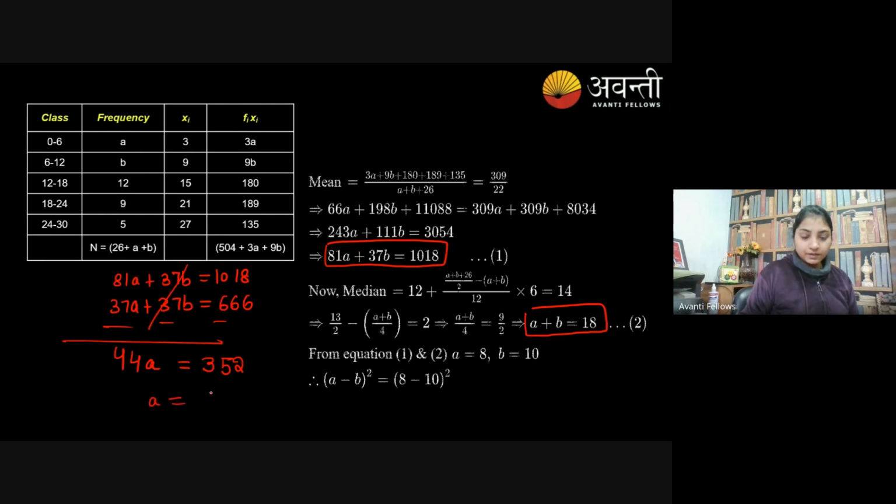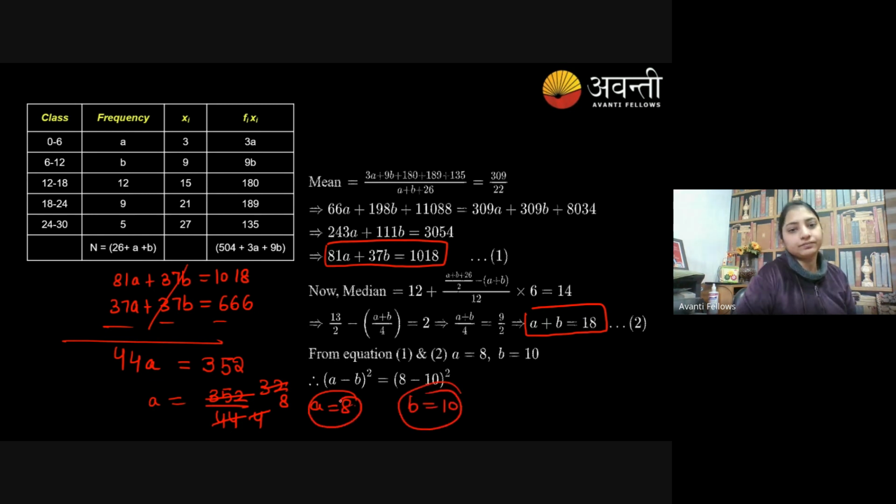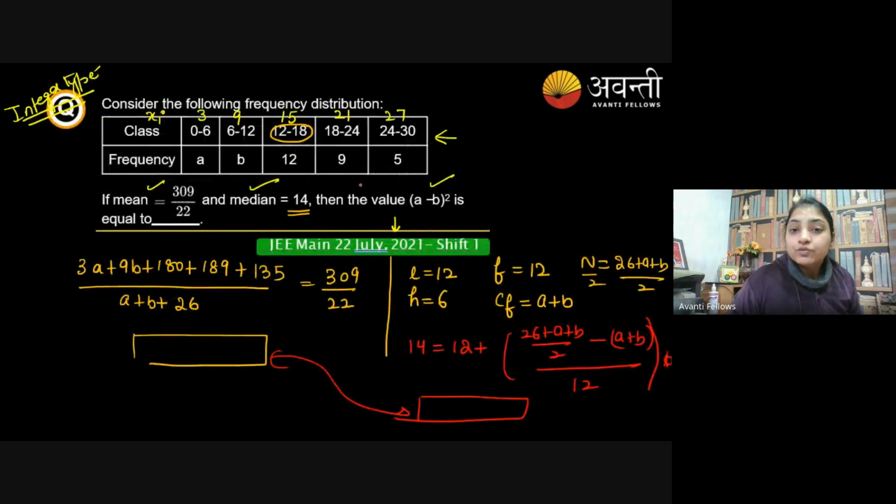So A must be 3522 divided by 44, 11 for the 44, 11, 3, 2, 4, 8. So A is 8. If A is 8, then B is 10. Clear, everyone? Any doubt? So this was a question asked in 2021. It was quite an easy question, only a little bit of calculation required. Clear?